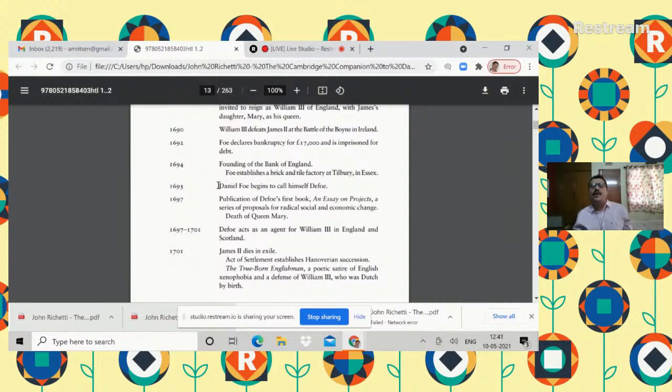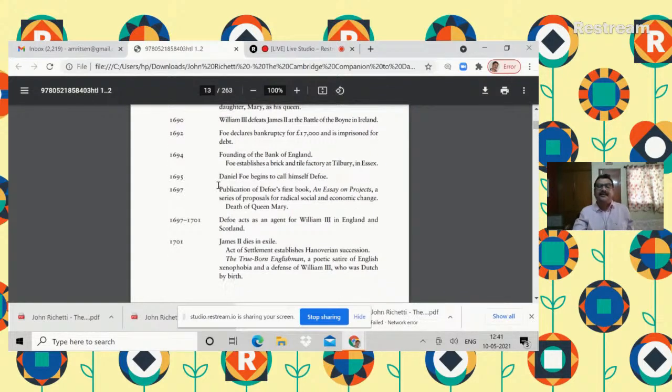Now, 1697 to 1701, Defoe acts as an agent, or a secret agent, for William III in England and Scotland. Now, you will remember that this is the time when the Scottish Act of Union with England is on the horizon. So Defoe is repeatedly traveling across England and Scotland on this mission, acting on behalf of the state.